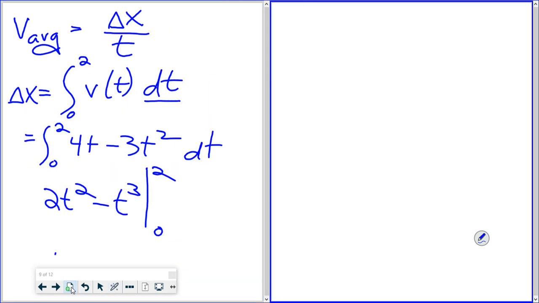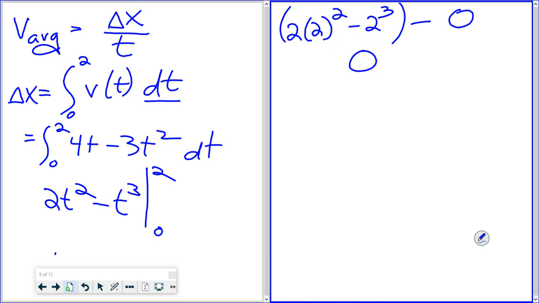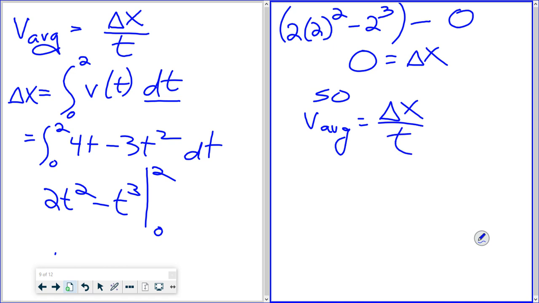So if you plug 2 in, you get 2 times 2 squared minus 2 cubed. Minus, if you plug 0 in, you're just going to get 0. So this is 8 minus 8. Oh, you just get 0, don't you? All right, and that 0 is our displacement. So our average velocity then is displacement over time. 0 divided by anything is 0.